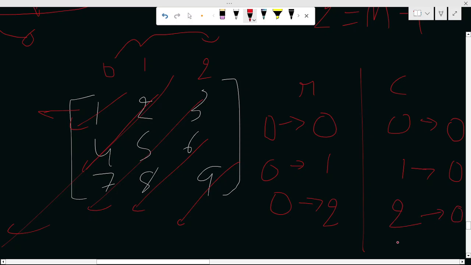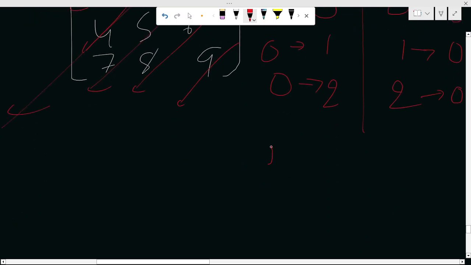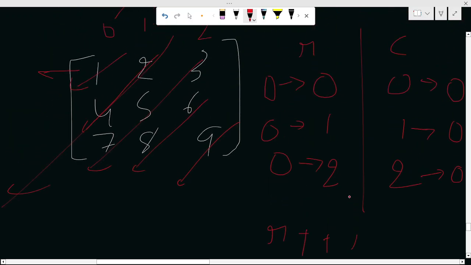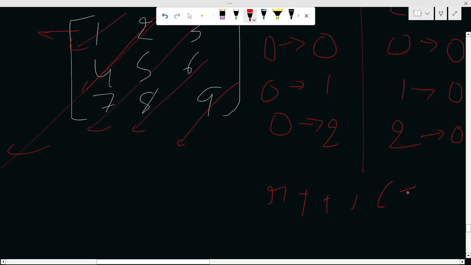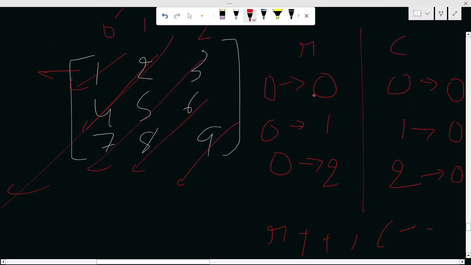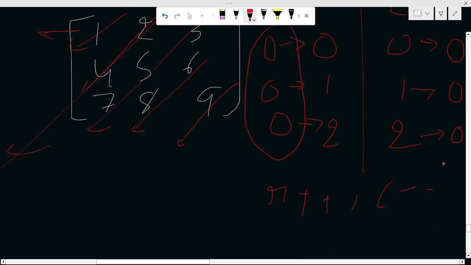That means the row is what? The row is incrementing. In the previous problem the row was decrementing, right? In this case the row was incrementing. The column again is decrementing. So the row is always starting from 0. That is again another condition. So these are the three conditions I need to take care of.